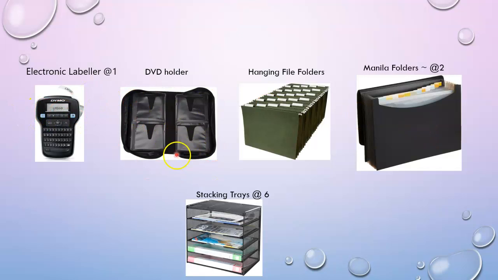Also, if you have something to do with your DVDs or CDs, it's better to have some kind of DVD holder. And hanging file folders, which are again important, because you can put your legal files or other files inside these hanging file folders. And manila folders, which may have alphabets on them or not. If you want to, you can write them yourself, or if you want ones that already have alphabets, you can buy those. A minimum of 2 is recommended, but again it depends, as I said, on your workload and other things.